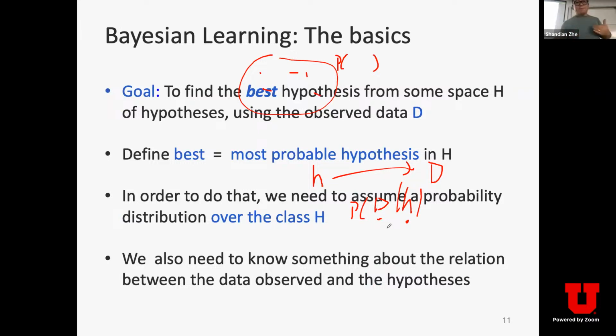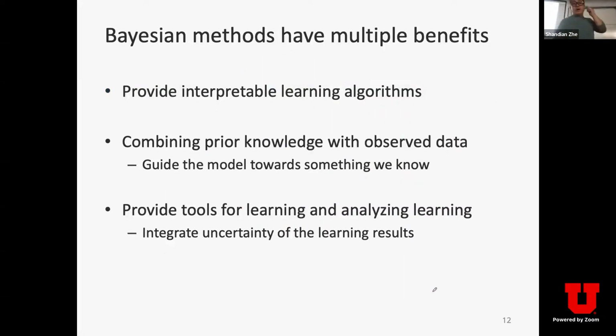So you're going to combine your prior over the hypothesis with the likelihood of the data generation given each hypothesis, to determine the posterior distribution of the hypothesis given the data. That's briefly how Bayesian learning is formulated. We'll come to that in more detail later.